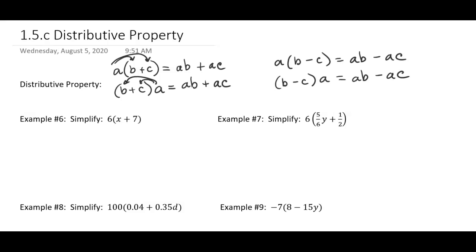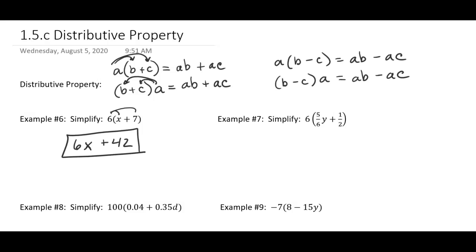So we have 6 times x plus 7. We're going to go 6 times x, which is 6x. And then we're going to go 6 times 7, so it's going to be plus 42. And then that's going to be the answer. We can't combine 6x and 42 because they're not like terms.